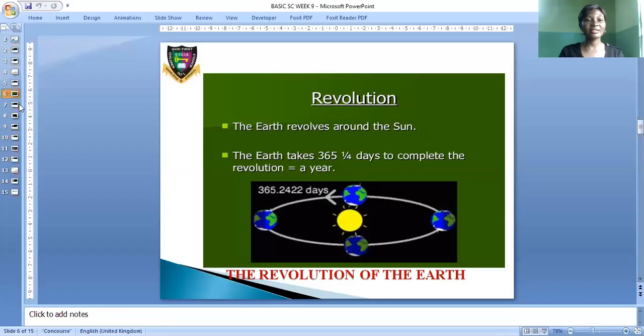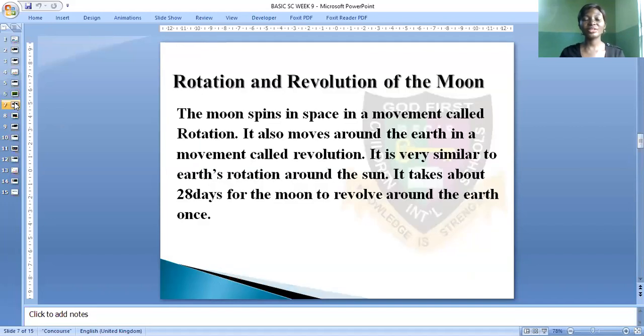So let's see the rotation and the revolution of the moon. As the Earth rotates and revolves round the sun, the moon also rotates and revolves round the Earth.